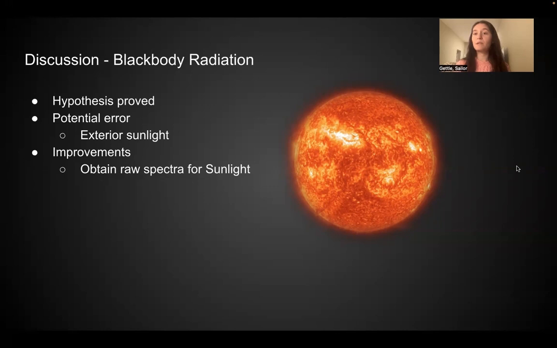However, there was still potential error in this phase of the experiment due to the presence of exterior sunlight. An improvement for this experiment may be to conduct it in a more controlled, darker environment, and it would also be good for analysis purposes to obtain a raw spectrum of sunlight.